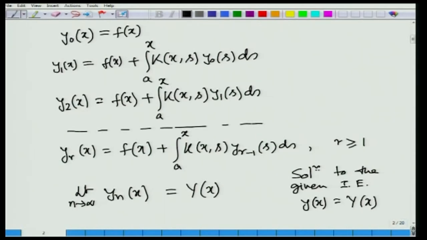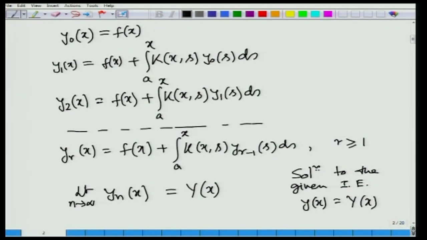So, we can repeat it again. As a 0th order approximation, we can assume y_0(x) equal to f(x). Using y_0(x), we can calculate y_1(x). Using the expression for y_1(x), we can calculate y_2(x) and so on. And the general recursive formula is y_r(x) equal to f(x) plus the integral from a to x of k(x, s) y_{r-1}(s) ds, where r is greater than or equal to 1. And if this limit function, the limit as n tends to infinity of y_n(x), converges to y(x), then y(x) is the solution to the given integral equation.